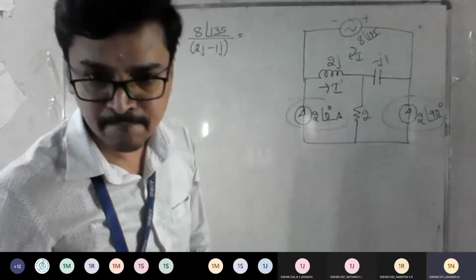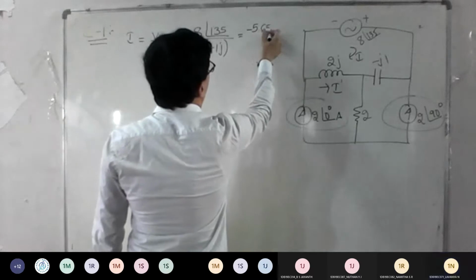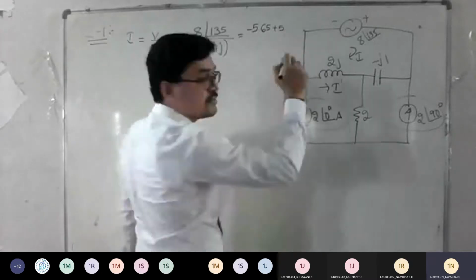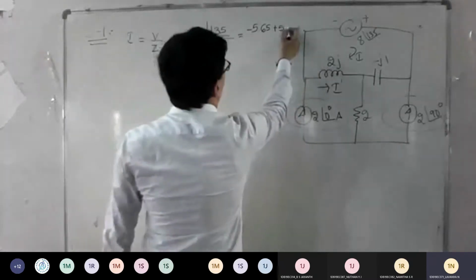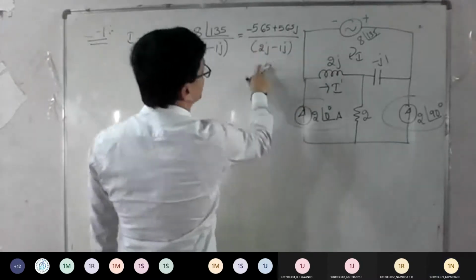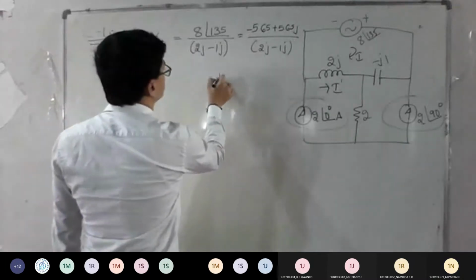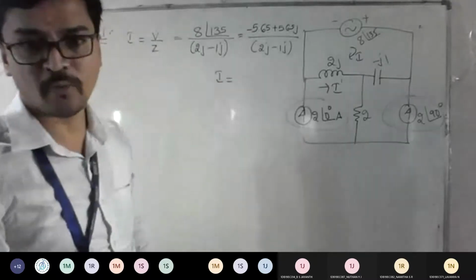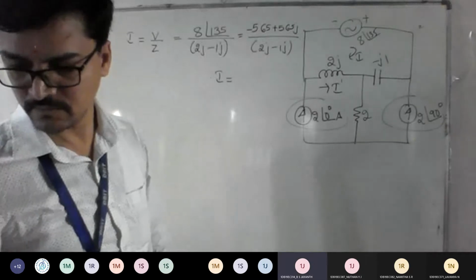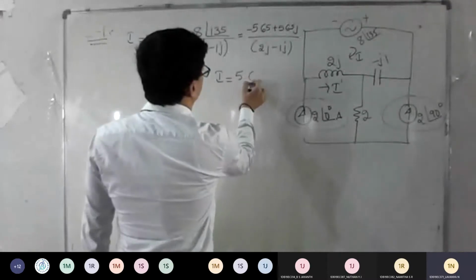Sir, minus 5.656, plus J 5.656, divided by 2J minus 1J. See, this is nothing but 1J only, right? So substitute this and tell me what the current is. Check it in complex mode and get me the answer. Minus 5.656 plus J 5.656, because it is 1, no?